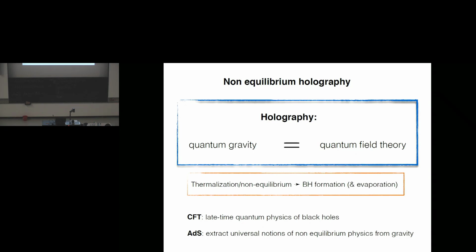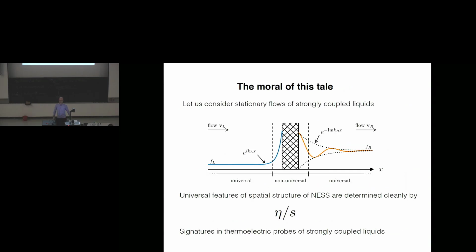But also, very interestingly, and that's what I'm going to dedicate my 23 remaining minutes to, if you look at gravity in AdS, you can extract, or you should try to extract, universal notions of non-equilibrium physics by studying instead a much simplified gravitational problem. Okay, so the moral of this tale, basically a one-slide summary of what our results are.